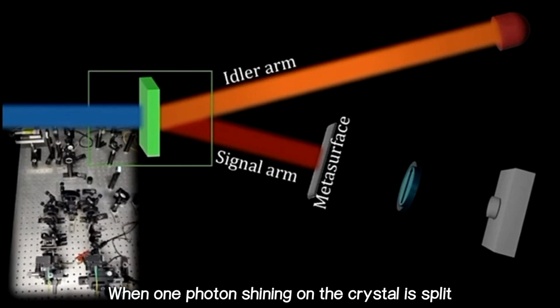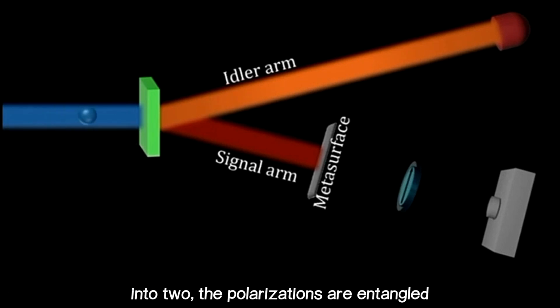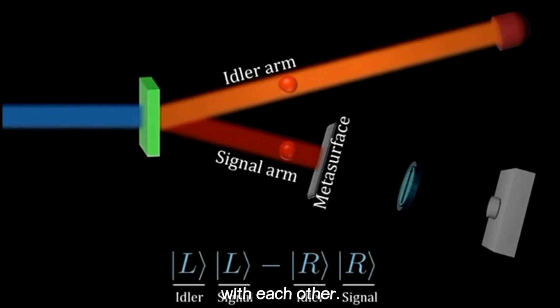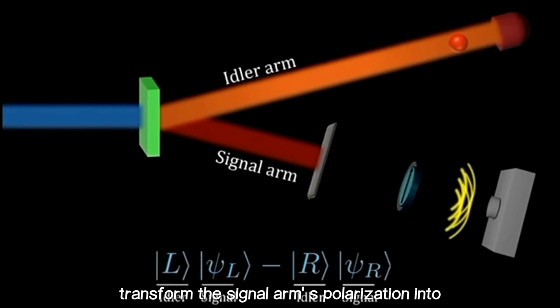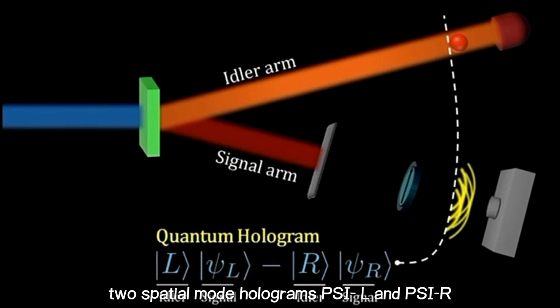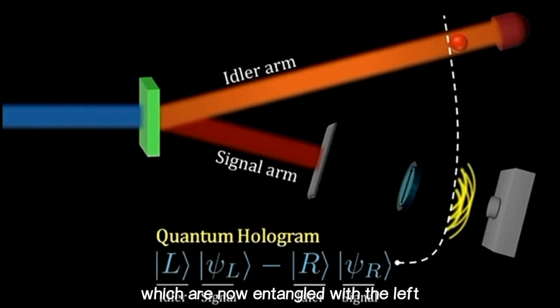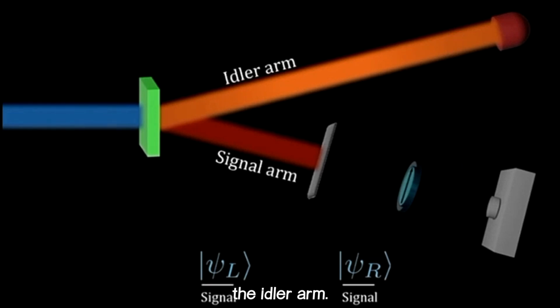When one photon shining on the crystal is split into two, the polarizations are entangled with each other. The metasurface and analyzer further transform the signal arm's polarization into two spatial-mode holograms psi L and psi R, which are entangled with the left and the right-hand circular polarization in the idler arm.